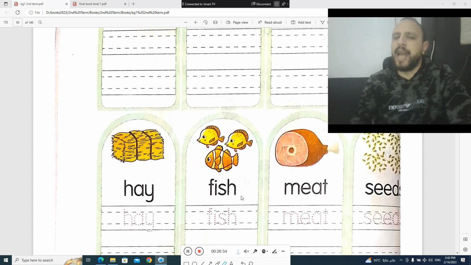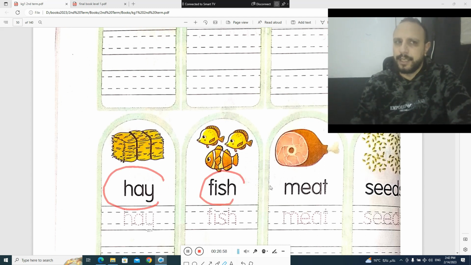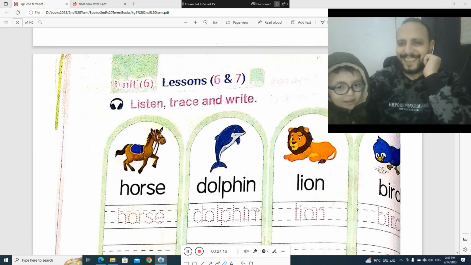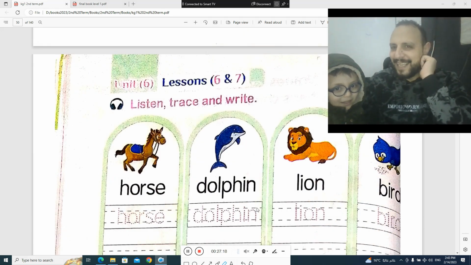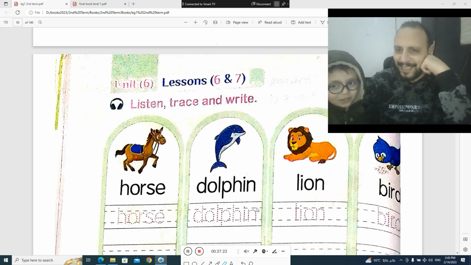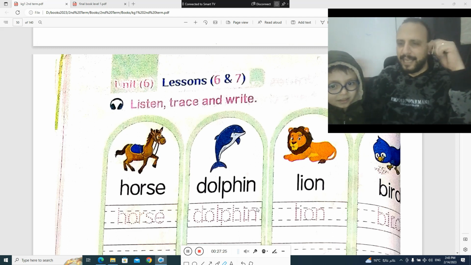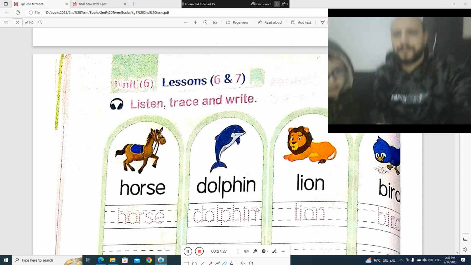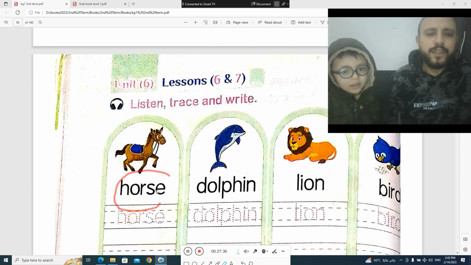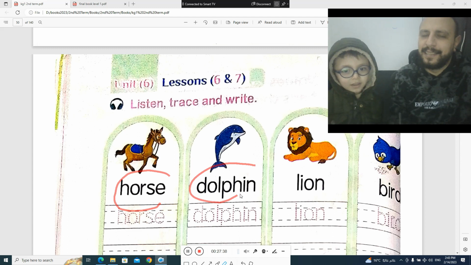Come on, Ali, I'll bring you up first. Hay. Fish. Meat. Seeds. Come here, Ali, next to me. Hello. What's your name? I'm Ali. Ali, how are you? Great. What grade are you in? I'm in KG1. Very good. Let's read. Horse. Horse. Let's repeat after Ali. Dolphin. Dolphin.